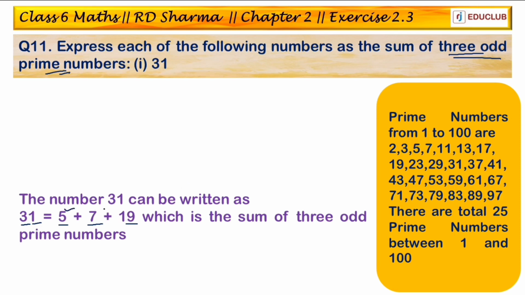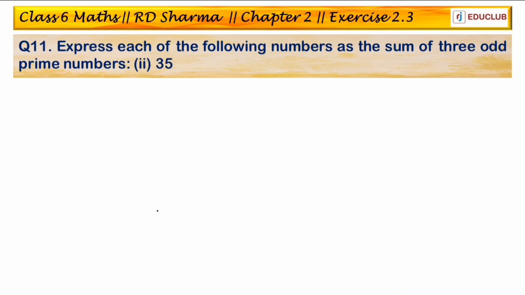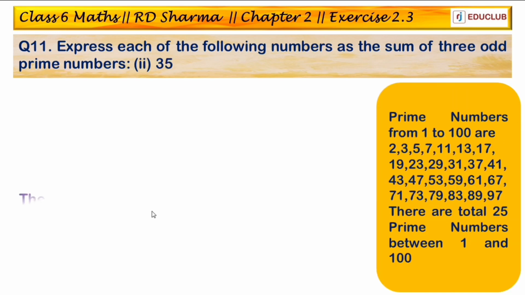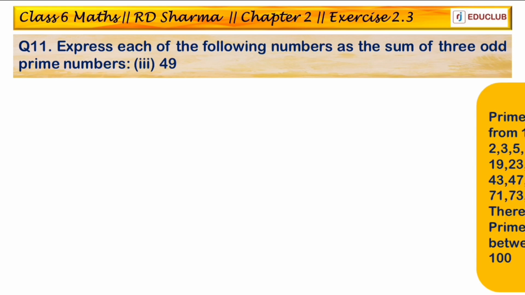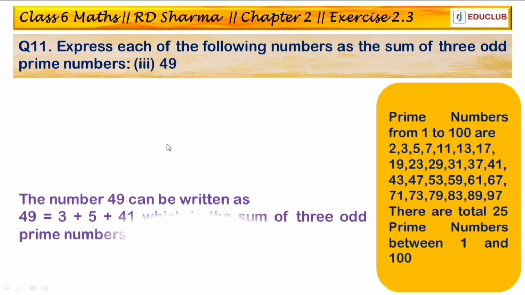These are odd primes. Next is 35. 35 we can write as 5 plus 7 plus 23. There may be more than this sequence. You can search it out. Now next 49. 49 we can write as 3 plus 5 plus 41. 41 plus 5 plus 3 is 49. We can write 49 like this, sum of 3 odd prime numbers.